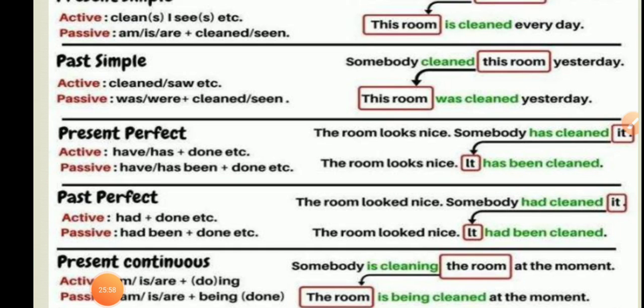Now you go through the other sentences and note down in your notebook. These are the more examples of active and passive voice according to their tenses. As I told you that when ing is there for the verb in present continuous, we need to write being. So here in the last sentence, the room is being cleaned at the moment.